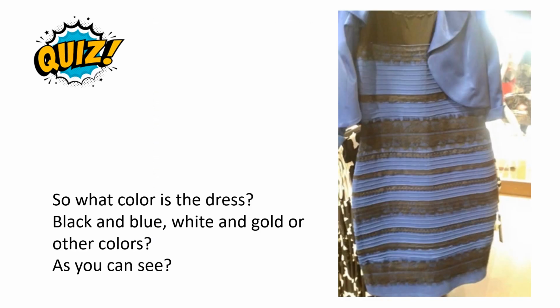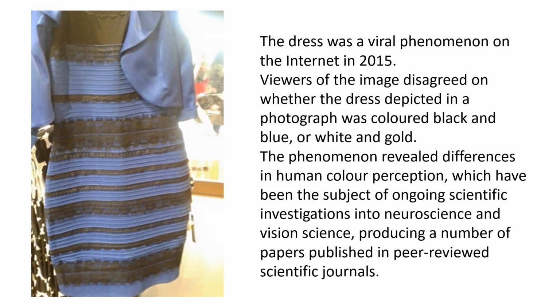So what color is the dress? Black and blue, white, and gold or other colors? As you can see, the dress was a viral phenomenon on the internet in 2015. Viewers of the image disagreed on whether the dress depicted in a photograph was colored black and blue, or white and gold. The phenomenon revealed differences in human color perception, which have been the subject of ongoing scientific investigations into neuroscience and vision science, producing a number of papers published in peer-reviewed scientific journals.